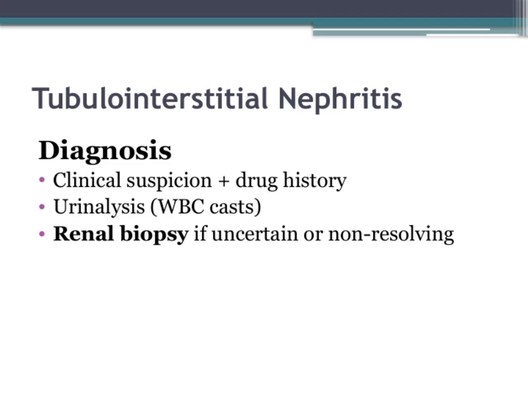Let's talk about how we approach diagnosing tubulointerstitial nephritis. First, clinical suspicion plays a crucial role, so, considering the patient's symptoms and history, it's important to pay close attention to their drug history, since many cases are drug-induced. Next, urinalysis is an essential step, especially looking for white blood cell casts, which can indicate inflammation in the tubules.